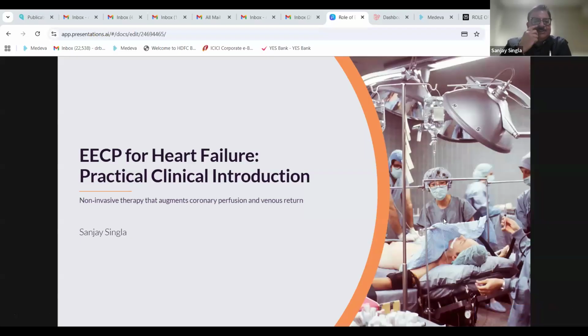Now coming to the topic, EECP for heart failure. Now this is the clinical introduction. We have gone through that already. We have seen how to diagnose and how to manage heart failure with GDMT, and once the patient is euvolemic and out of the acute episode, then we can consider EECP for these types of patients.